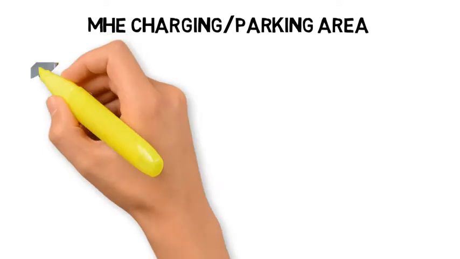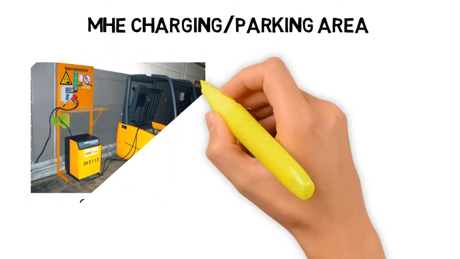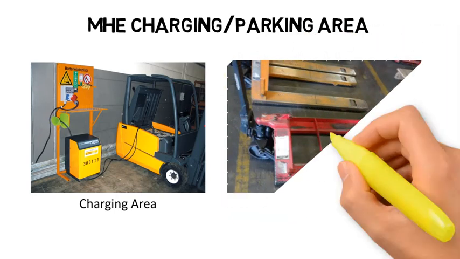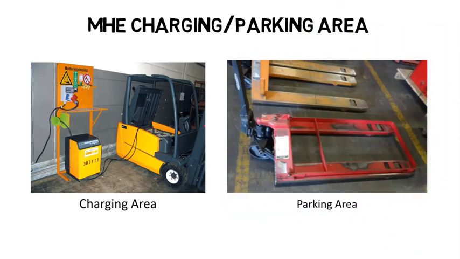Power-assisted MHE, such as reach trucks, need to be charged regularly for use. They are most commonly left to charge overnight at the end of each day's use. Even manual MHE, such as pallet jacks, require designated parking areas to improve the orderliness of the warehouse and to make it easier for workers to locate their equipment when they need them.